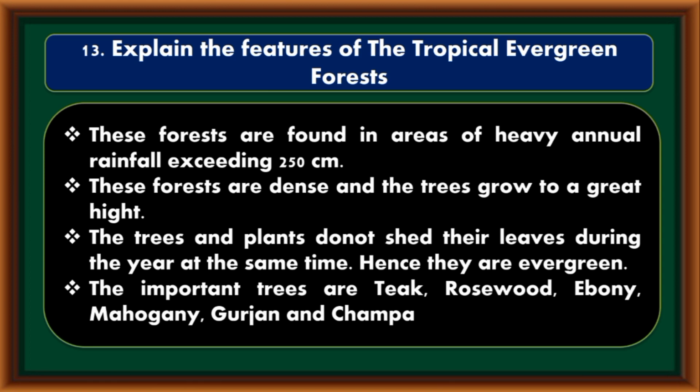Explain the features of the tropical evergreen forest. These forests are found in areas of heavy annual rainfall exceeding 250 cm. These forests are dense and the trees grow to a great height. The trees and plants do not shed their leaves at the same time during the year, hence they are evergreen. The important trees are teak, rosewood, ebony, mahogany, gurjan and champa.